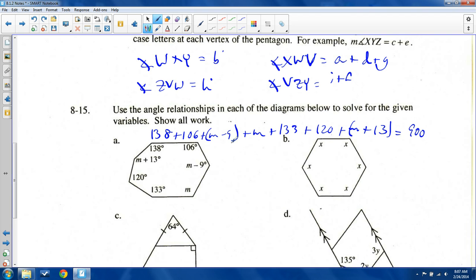So now it's up to you doing some algebra here. M plus m plus m, so I have 3m over here. I have 138 plus 106, which is, gosh, I have to go through this, 244, minus 9, which is 235, plus 133, which is 368, I might screw this up, plus 120, which is 488, plus 13, which is 501.